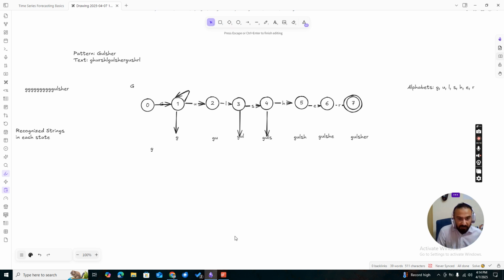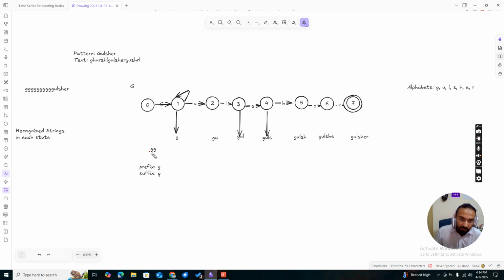Let's say we are in the first state, G has already occurred, and then another G occurs. So what will happen? Now we have this string, GG. Calculate the prefix and suffixes of this. We have the prefix G and the suffix G. For forming prefixes and suffixes, we form prefixes from left to right, and we form suffixes from right to left.